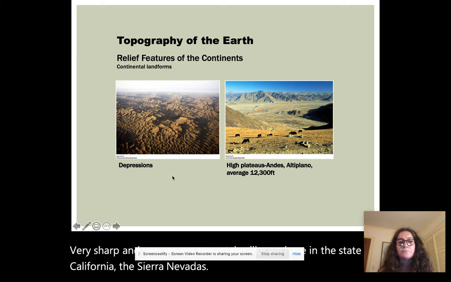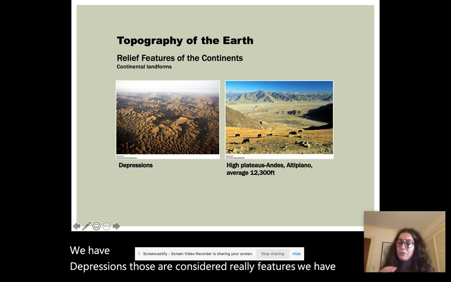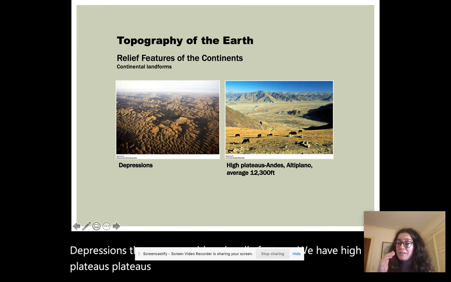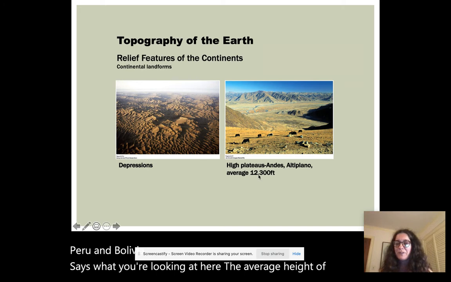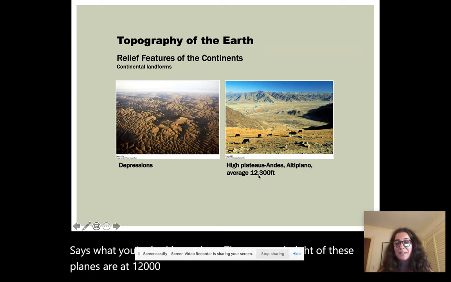We have depressions. Those are considered relief features. We have high plateaus. Plateaus are flat spaces that are at high elevations, for example, the Altiplano in the Andes Mountains in Peru and Bolivia. This is what you're looking at here. The average height of these plains is 12,000 feet. That's extremely high.